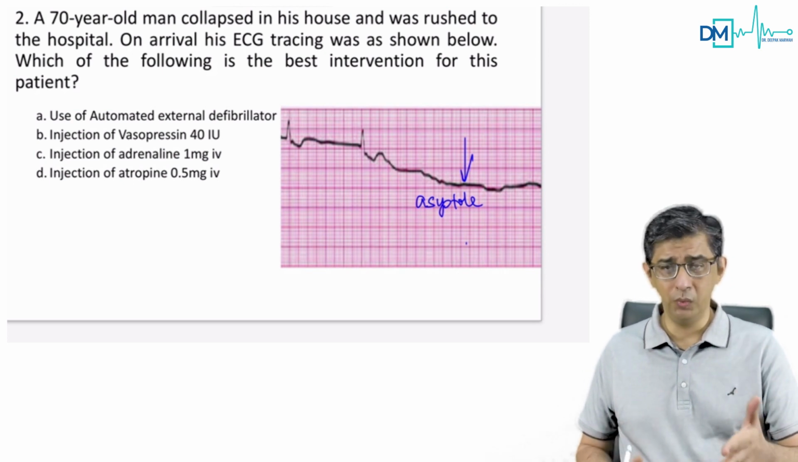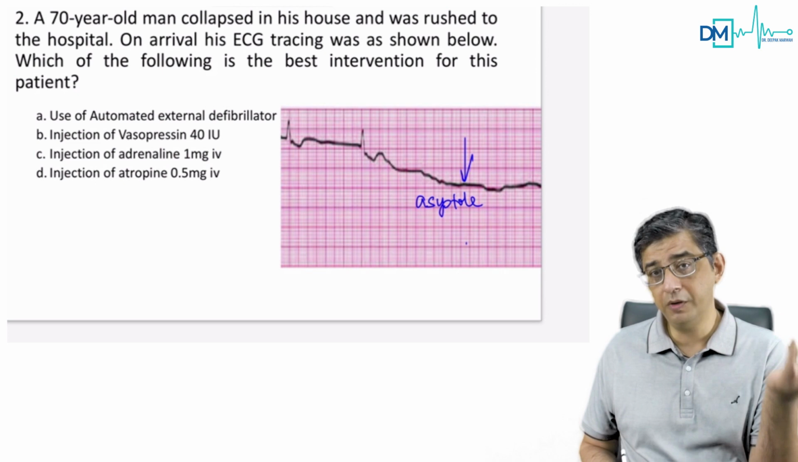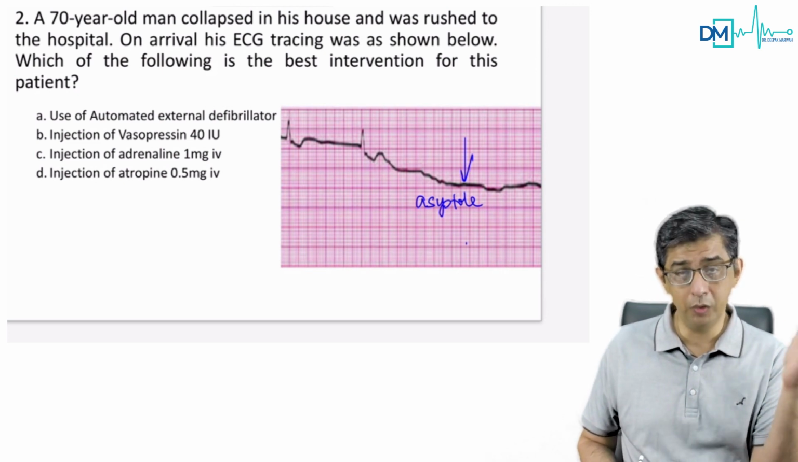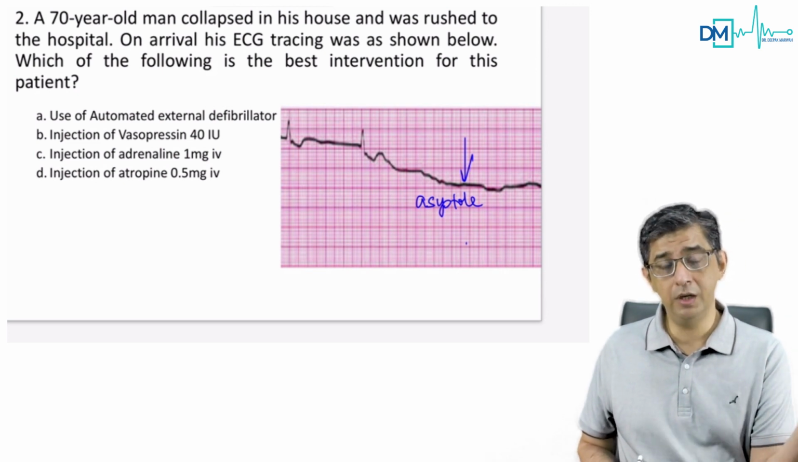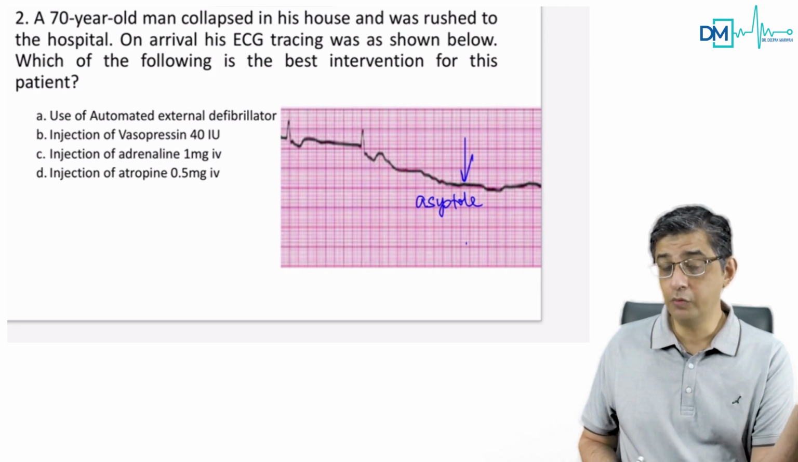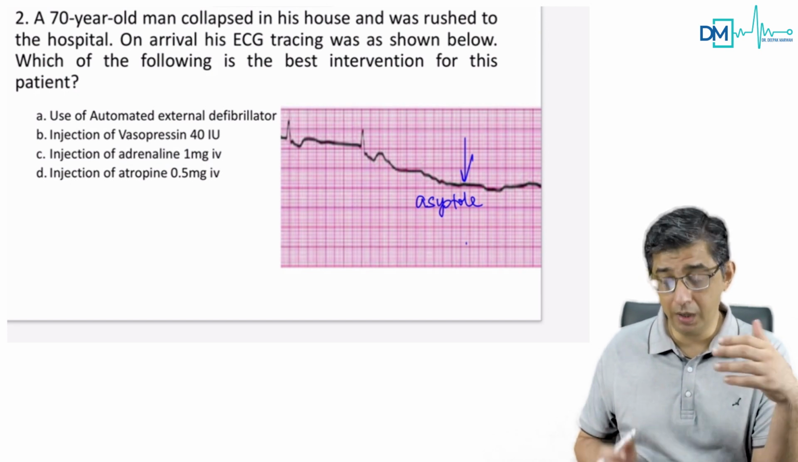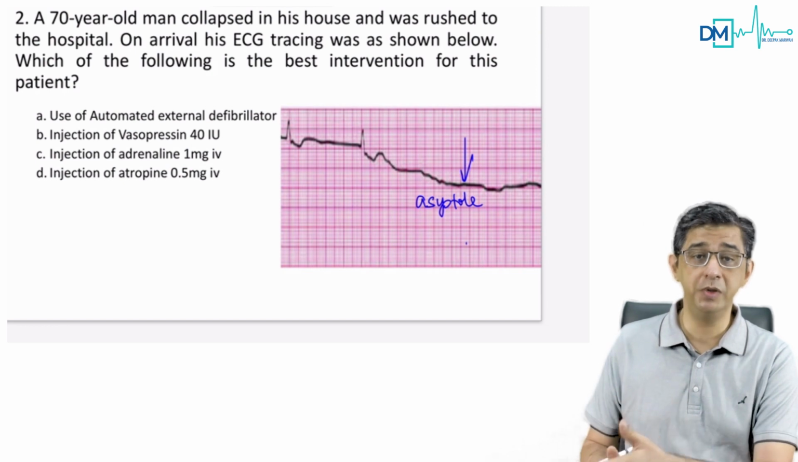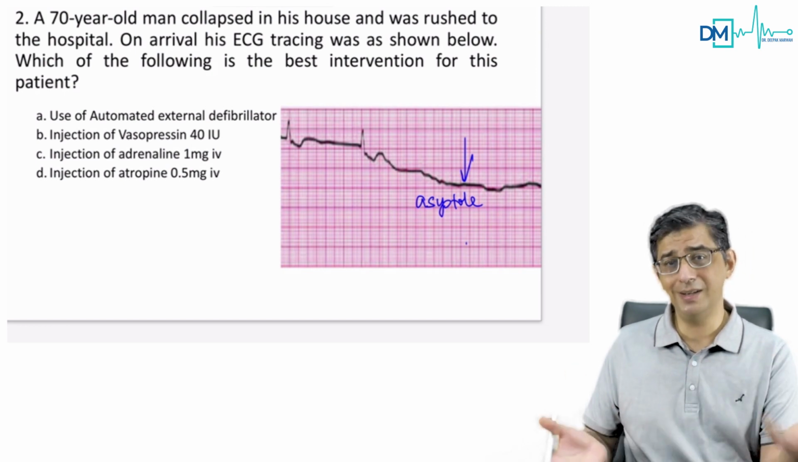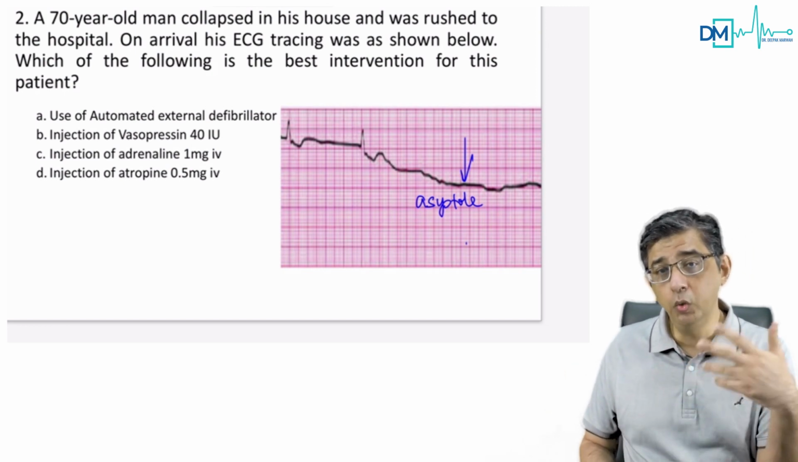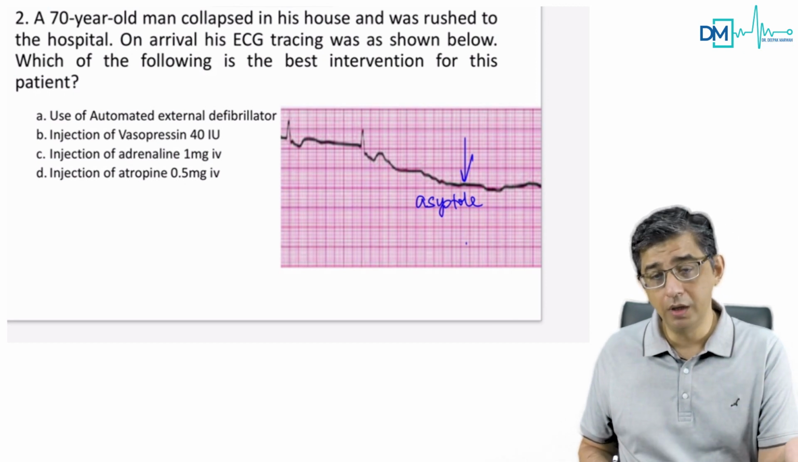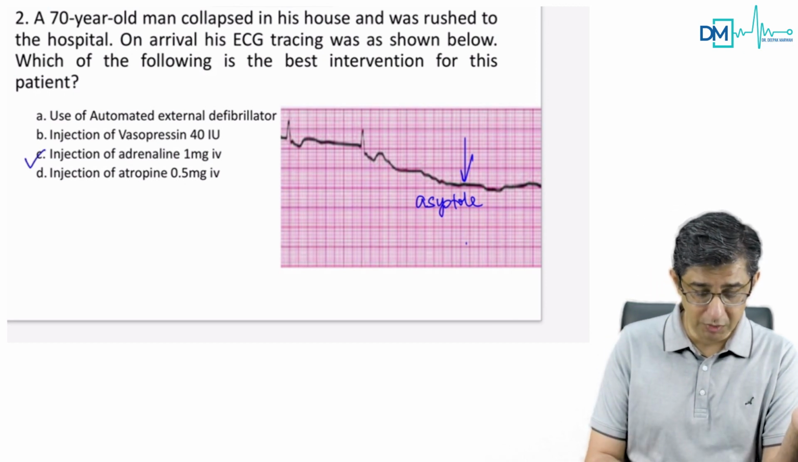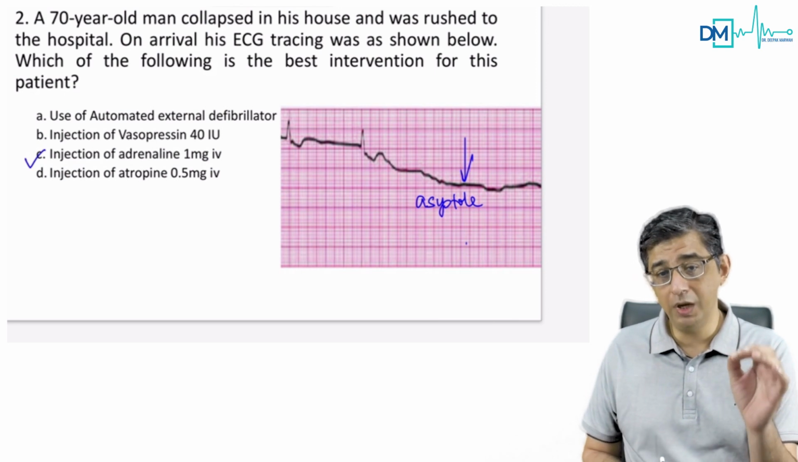Now, this can happen to anybody, or this can happen in front of you at an international airport. You're standing in the queue and an elderly gentleman collapses. What would you do? You would obviously give CPR, but here we are asking what is the basic management of this patient. You need to restart the heart, kickstart the heart. And what do you give to kickstart the heart? You give adrenaline. Pretty straightforward. The answer to this question is injection of adrenaline 1 milligram IV.